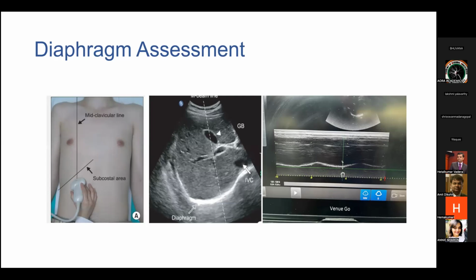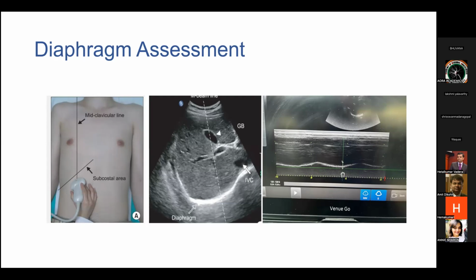Diaphragm excursion during quiet breathing is normally 1 to 2 centimeters. In deep inspiration, it should be 3 to 5 centimeters. In the sniff test, it is more than 1.5 centimeters. The other entity is thickness. Normally in the zone of apposition, we need to see thickness increase of more than 20% during inspiration, which is considered normal.